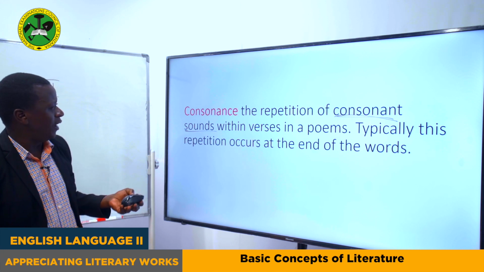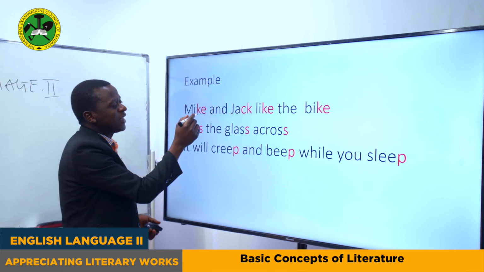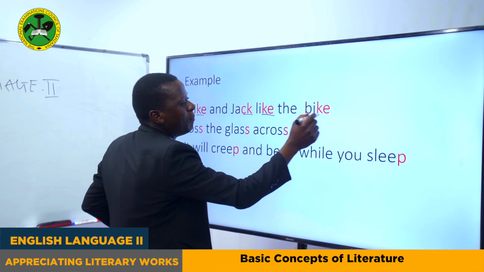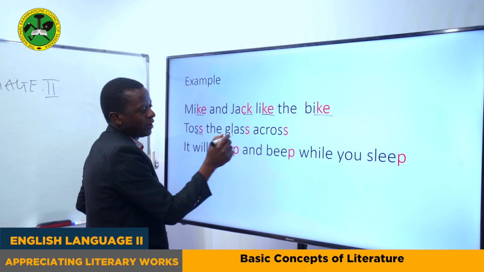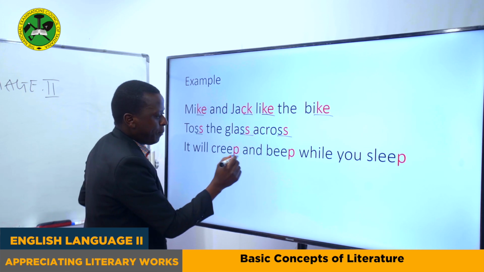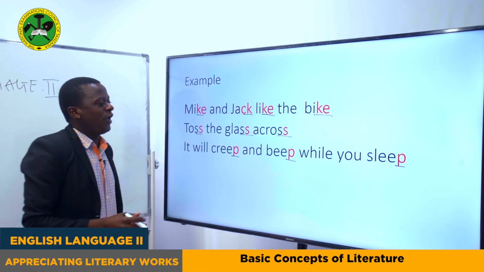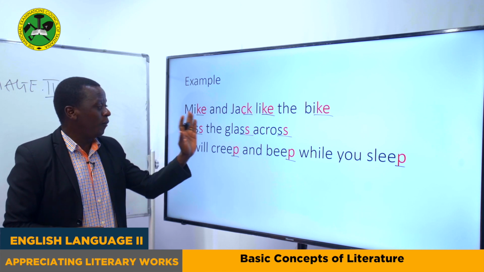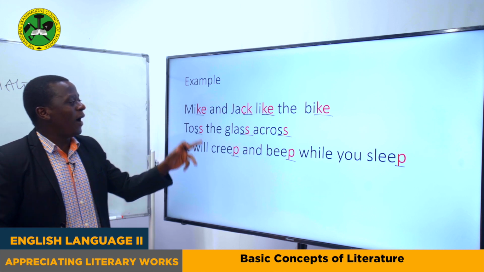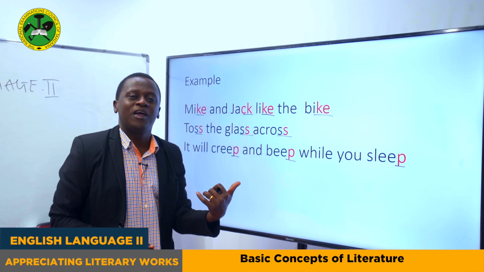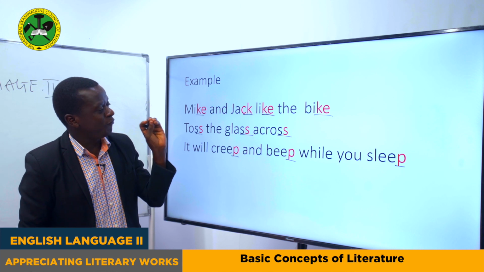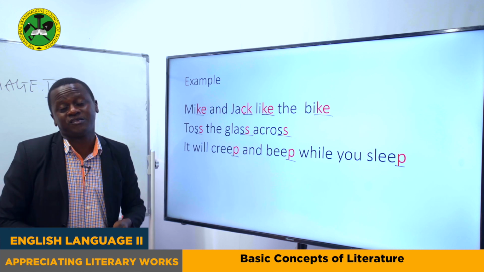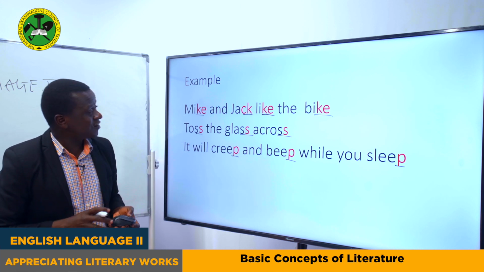Now let's look at an example. Here is an example: Mike, Jack, like, bike. Toss, glass, cross. Creep, beep, sleep. Here are the consonants which have been repeated at the end of a word in a given verse. So here, Mike and Jack like the bike. All this is a music feature that we get from this particular verse. The same goes for the second verse and the third verse. That's the consonance.